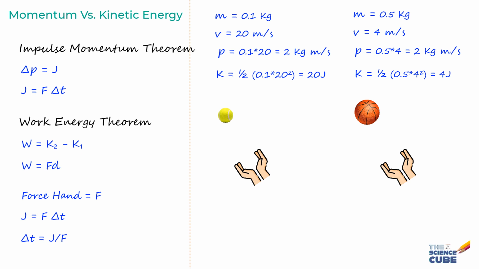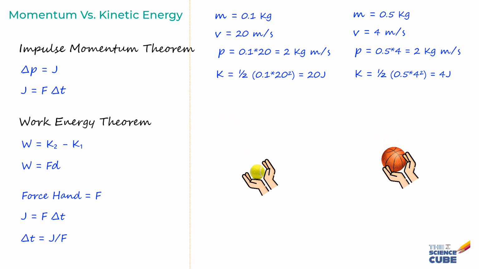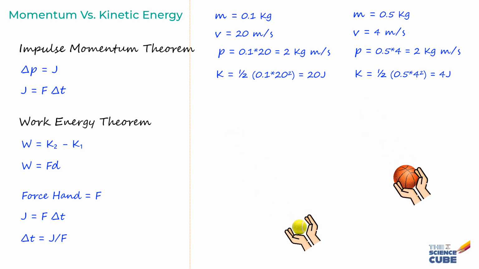But your hand will have to be pushed back 5 times more if you choose to catch the small ball that is moving faster. Because if you see this formula, displacement here is 20 joules divided by force F, and here it is 4 joules divided by the same force F. So if you want to minimize strain on your arms, you would like to choose the 0.5 kilogram ball to catch, that has lower kinetic energy.